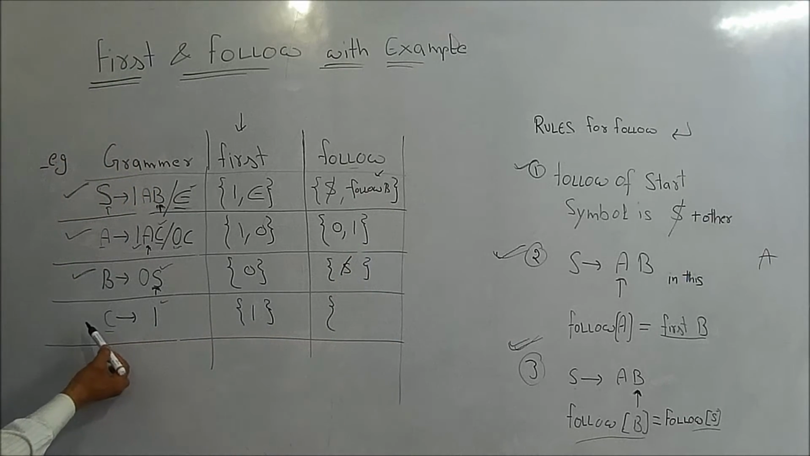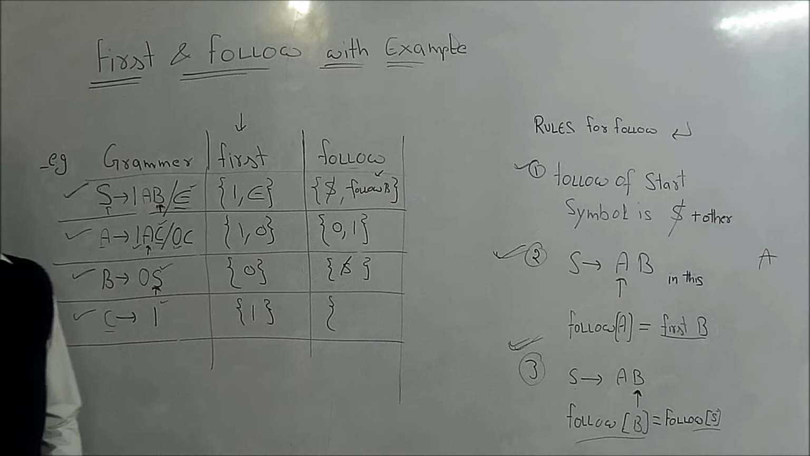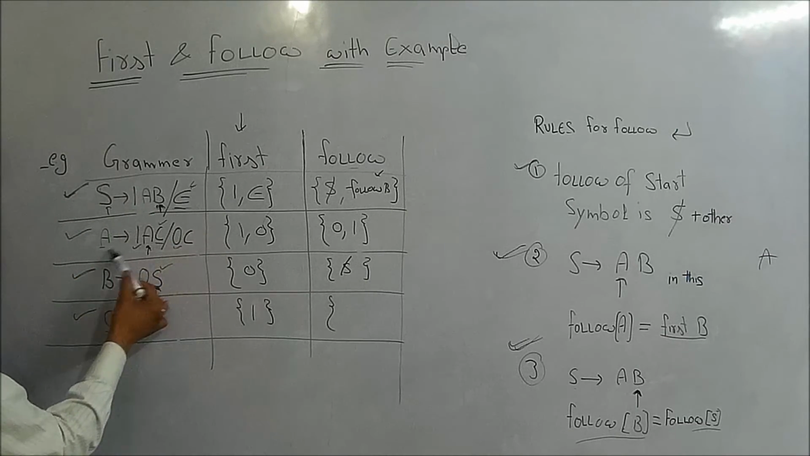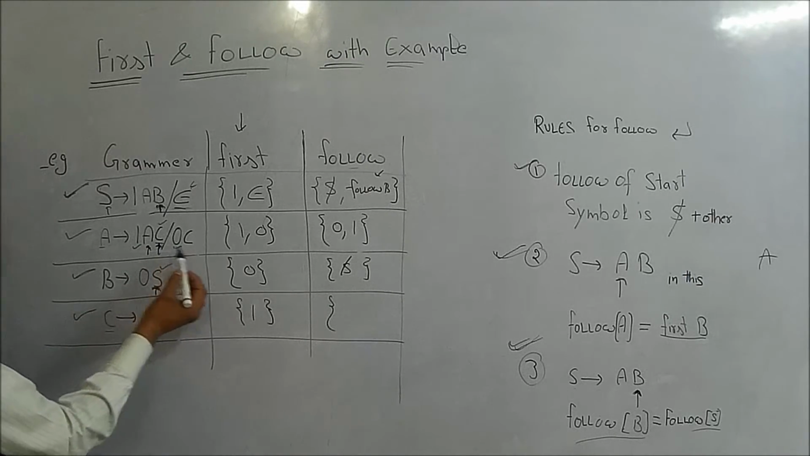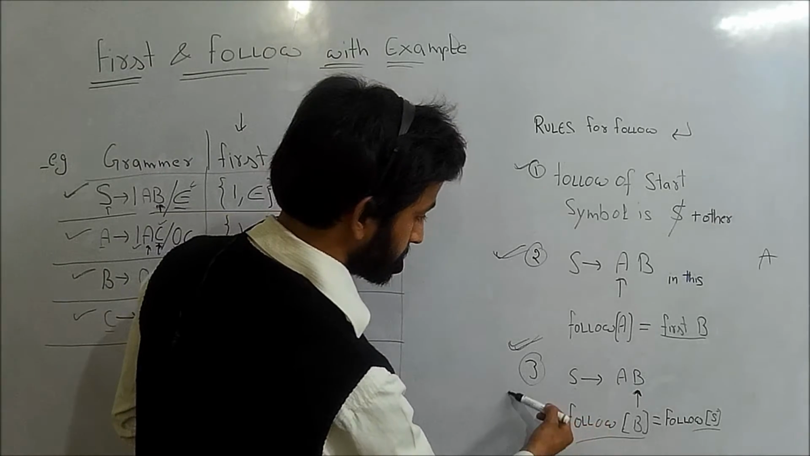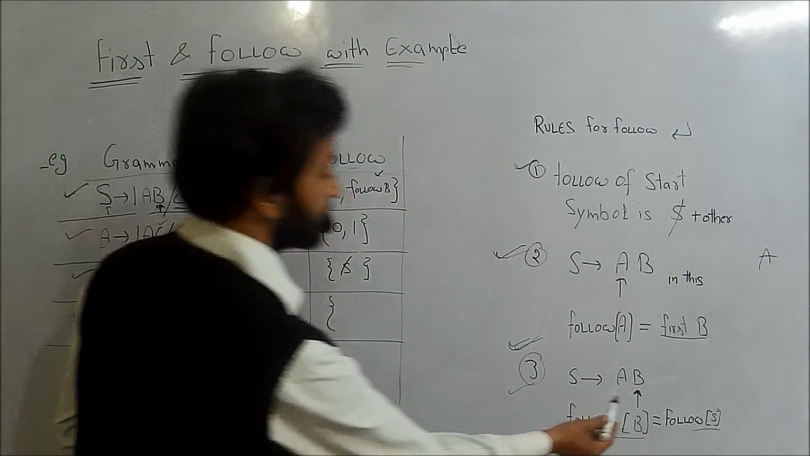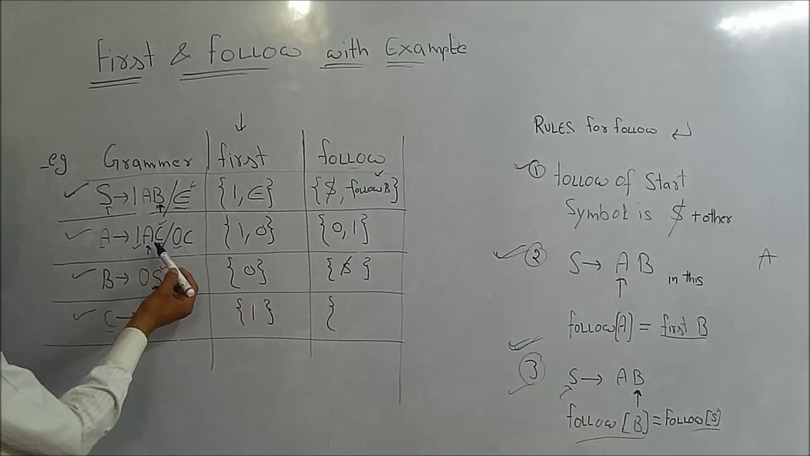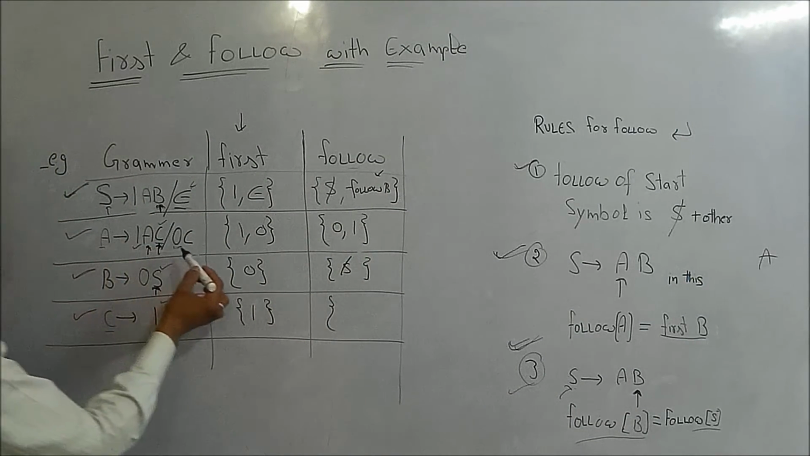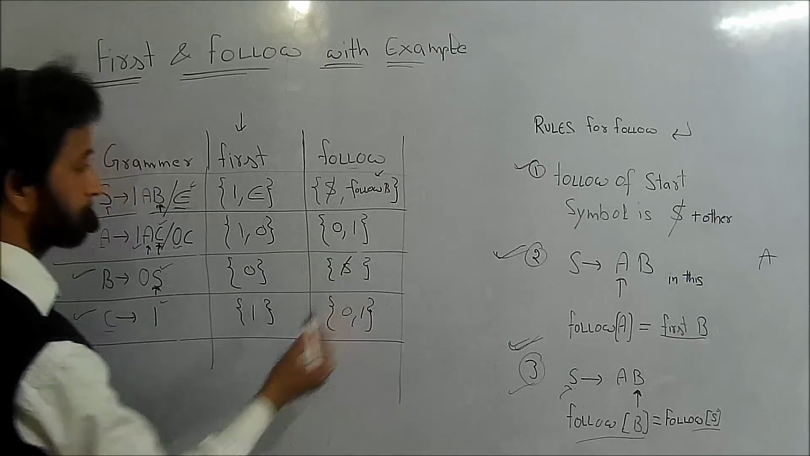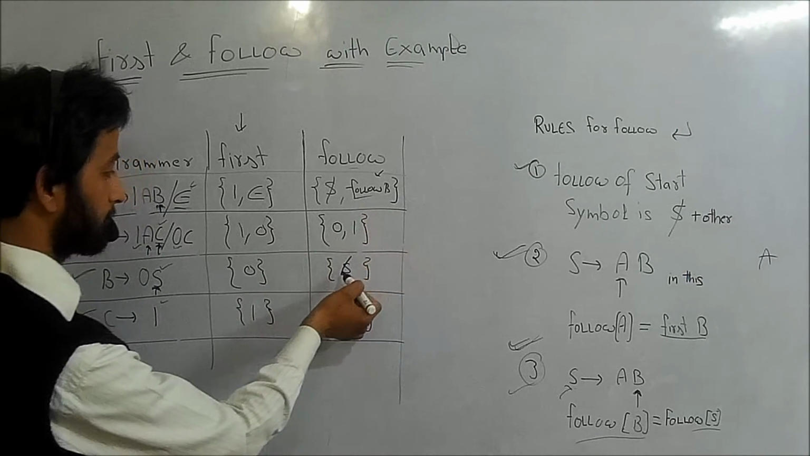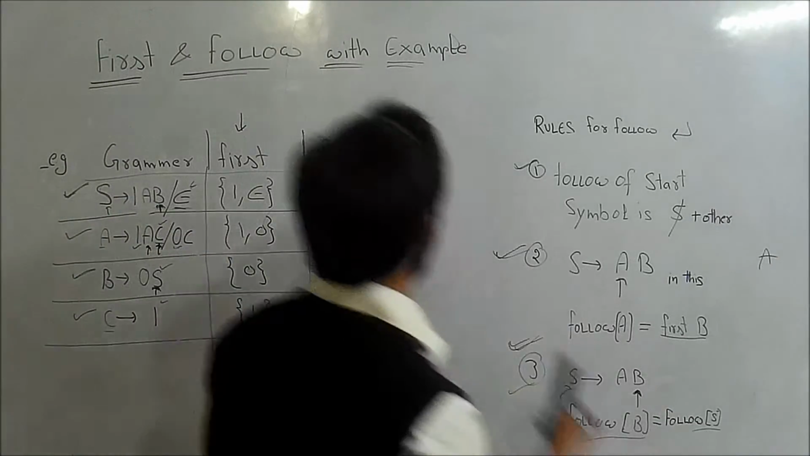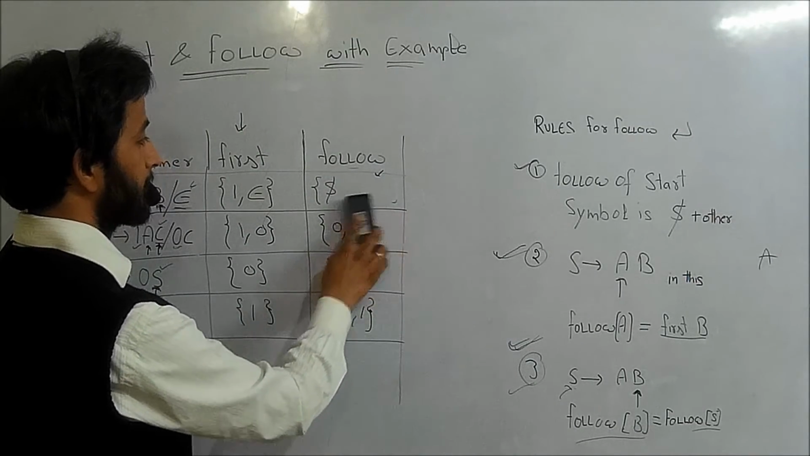For calculating the follow of C, I will check the occurrence of C in the right hand side of the production. Let us start with this. Here no occurrence of C, here the occurrence of C is at the last. So by following this rule, the follow that I want to calculate occurs at the last. Here the follow of C will be the follow of A, and the follow of A is 0 and 1. So here I had written the follow of B as dollar, so I will remove it because the dollar we have already taken here.